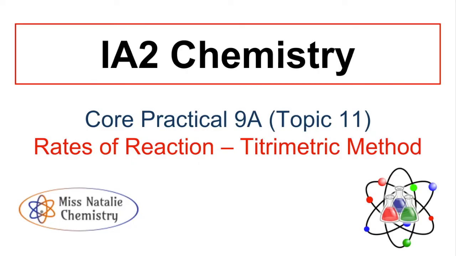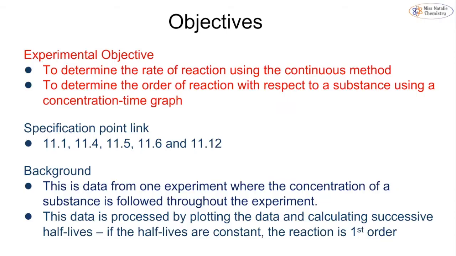In this video, we're going to be looking at core practicals 9A, 9B, and 10, which are part of the Unit 6 Edexcel course for A2 Chemistry. So we're going to start off by looking at core practical 9A, which is rates of reaction using the Titrimetric method. Now, 9A and 9B both come from topic 11, and they are all to do with kinetics. They are just two slightly different ways to carry out the experiment to find a rate equation.